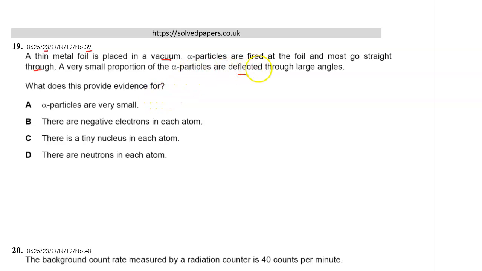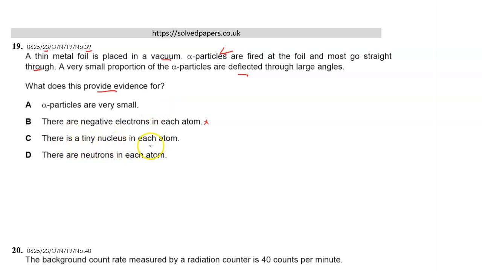Of course, deflection and firing of alpha particles. Always remember the alpha particle scattering experiment of Geiger and Marsden under supervision of Professor Rutherford, and therefore this is where the nucleus of an atom was discovered. Therefore, without question, you just look for where there is a nucleus. Alpha particles are very small, we know that, but that was not what this experiment gives evidence for. There are negative electrons in each atom. There is no such evidence.